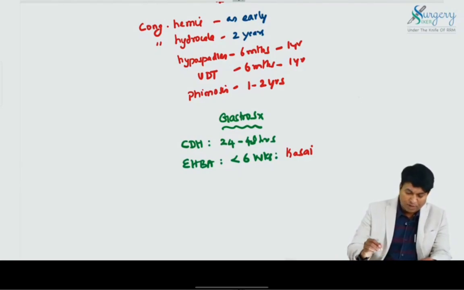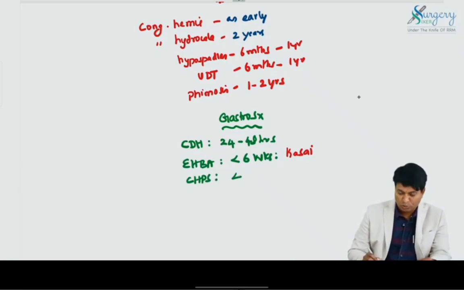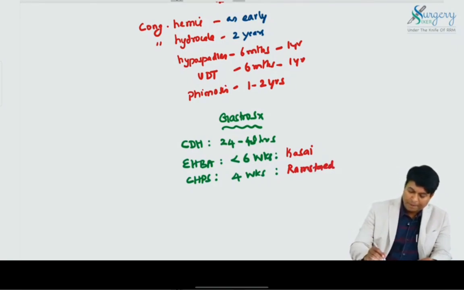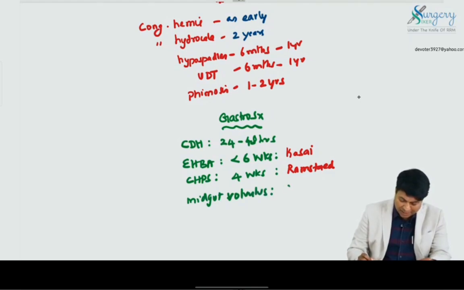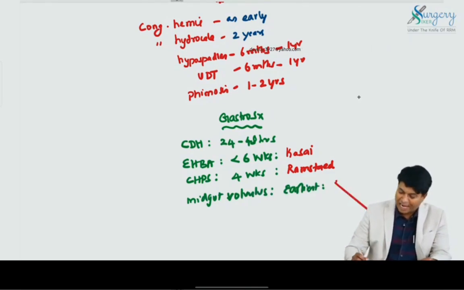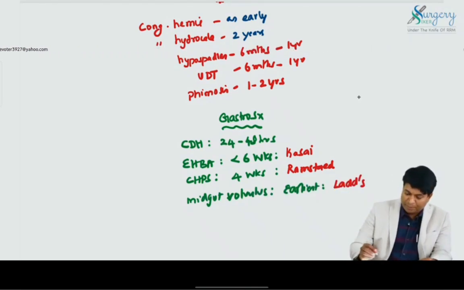When will you operate congenital hypertrophic pyloric stenosis? Usually at 4 weeks. What is the name of the operation? Ramstedt's pyloromyotomy. Midgut volvulus is operated at the earliest, immediately. What is the name of the operation? That is Ladd's procedure.